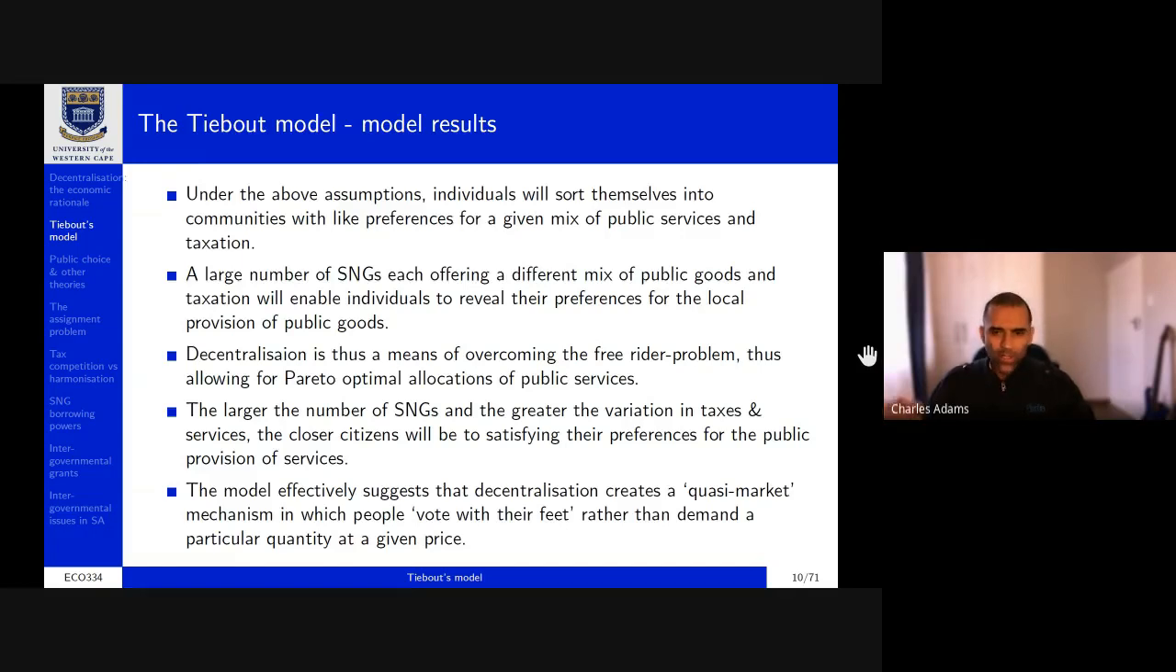Okay, so just another tangent that you can explore, some rabbit hole you can fall down at some point. All right, so the larger the number of SMGs and the greater the variation in taxes and services, the closer citizens will be to satisfying their preferences for public provision of services. Right? That's one implication of this model. And the model effectively suggests that decentralization creates a quasi-market mechanism in which people vote with their feet. And the implication of this is that, in essence, jurisdictions may compete for people, right?